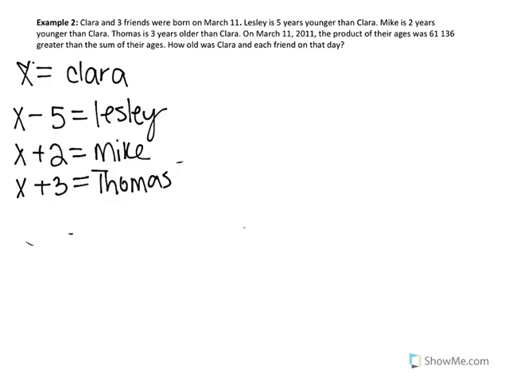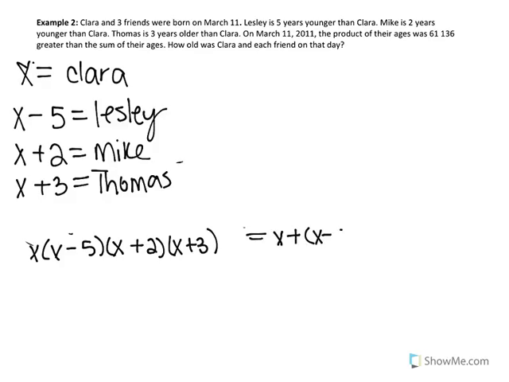On March 11th, 2011, the product of their ages was 61,136 greater than the sum of their ages. So on one side we have the product: x, x minus 5, x plus 2, x plus 3, all multiplied. And on the other side, we have the addition. Because we know that the product is more than the addition, we need to add the 61,136 to the addition side. So this is our equation.